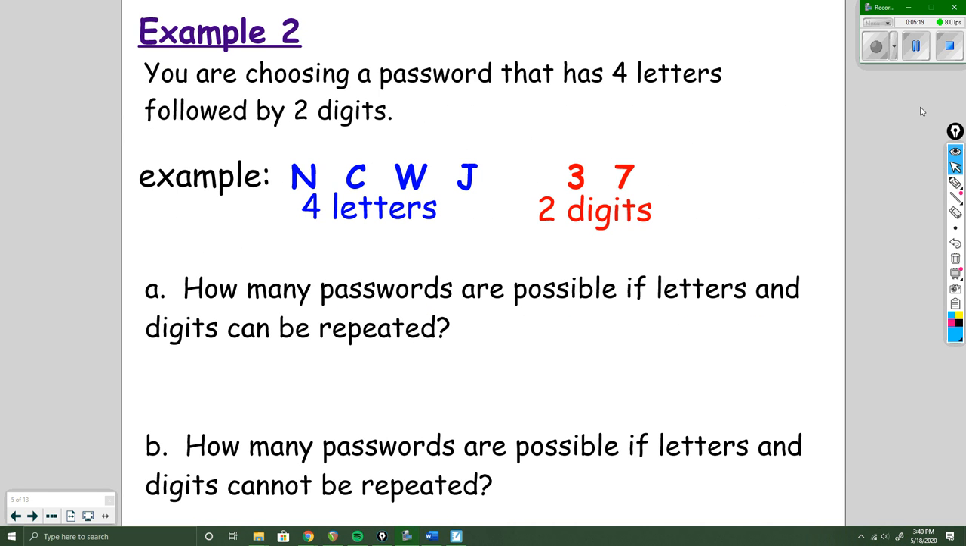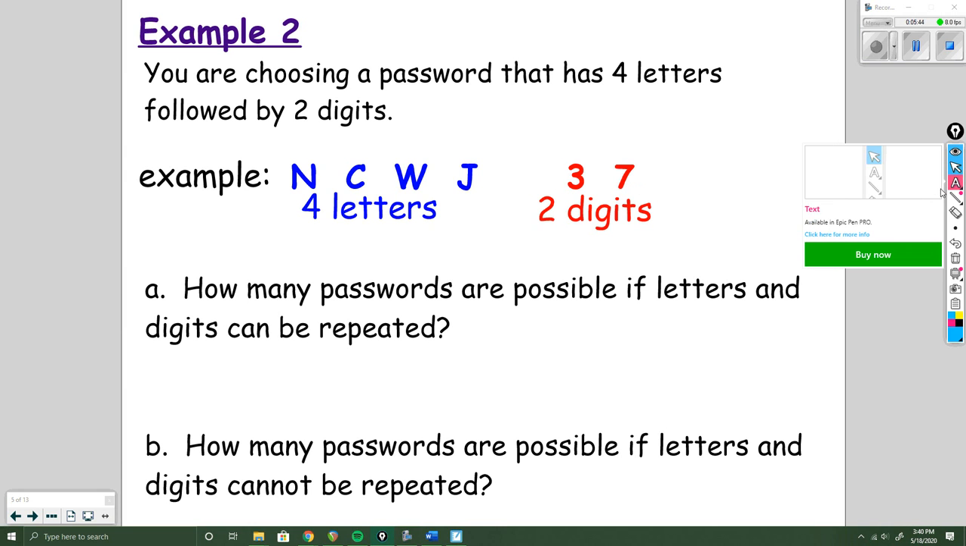So in example 2, you're choosing a password that has 4 letters followed by 2 digits. So an example would be NCWJ37. Now there's assumptions that we're making in here. One assumption is that we can only choose uppercase letters, no lowercase letters, no symbols, no spaces. And it has to be 4 letters followed by 2 digits.